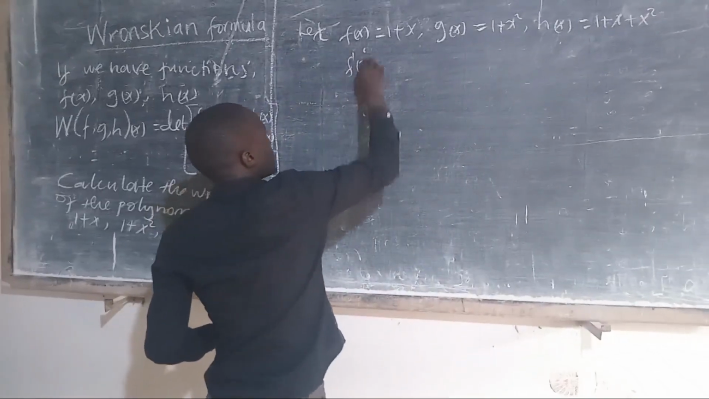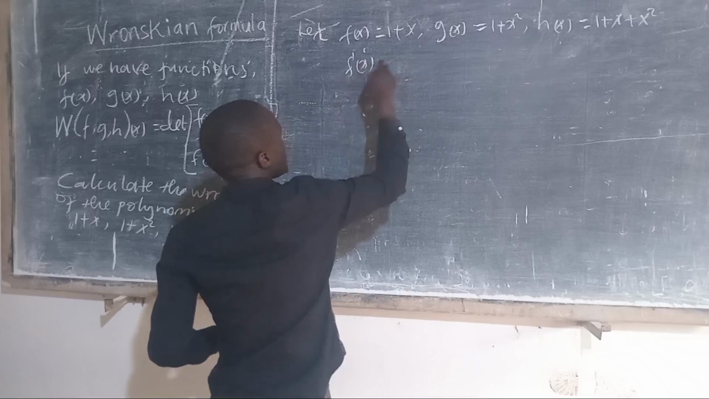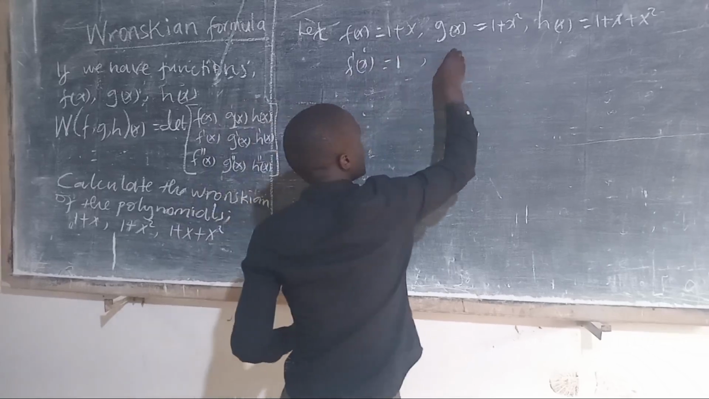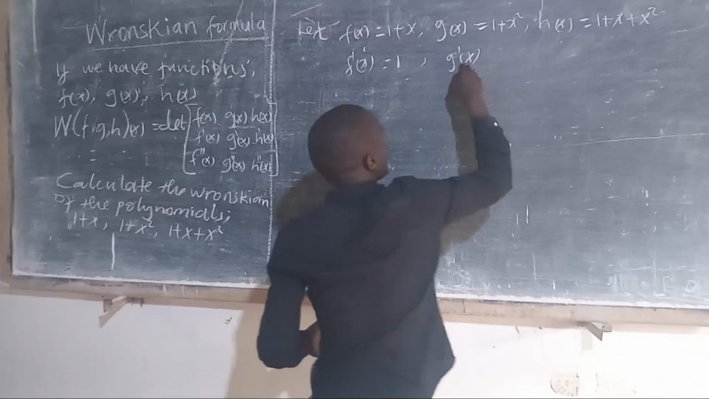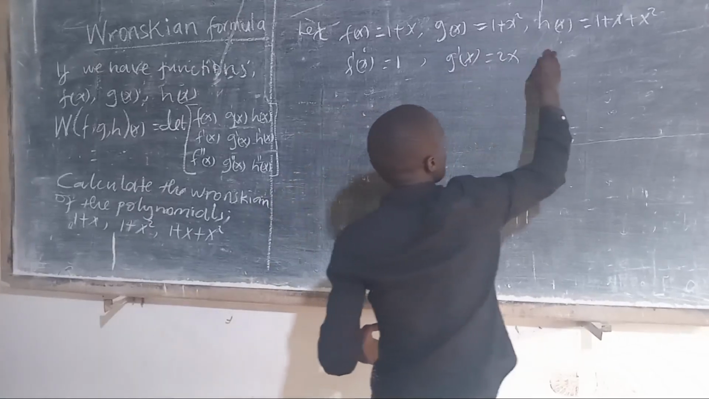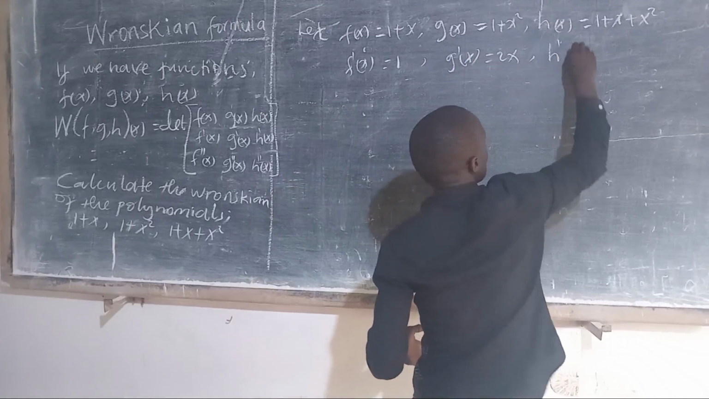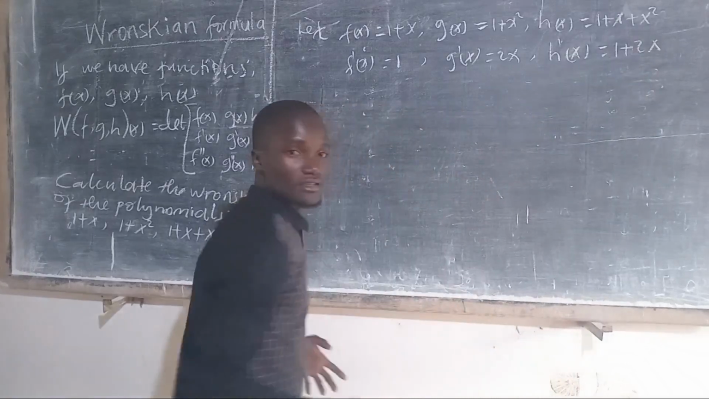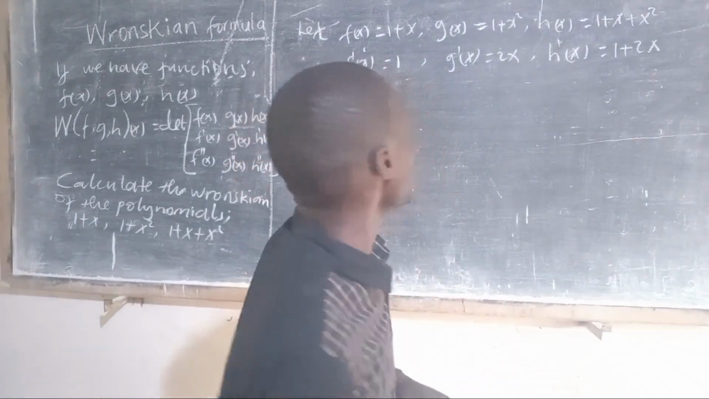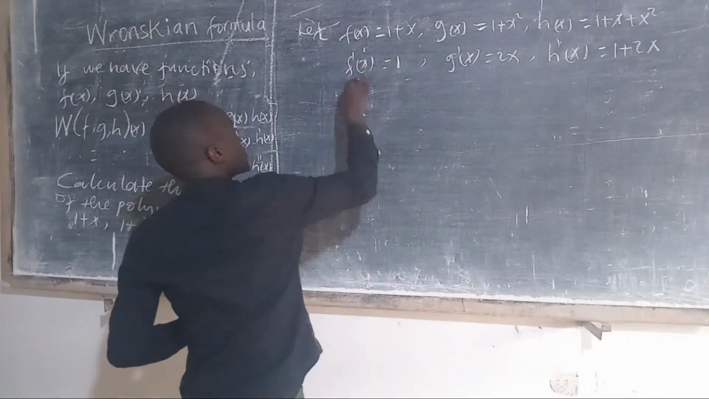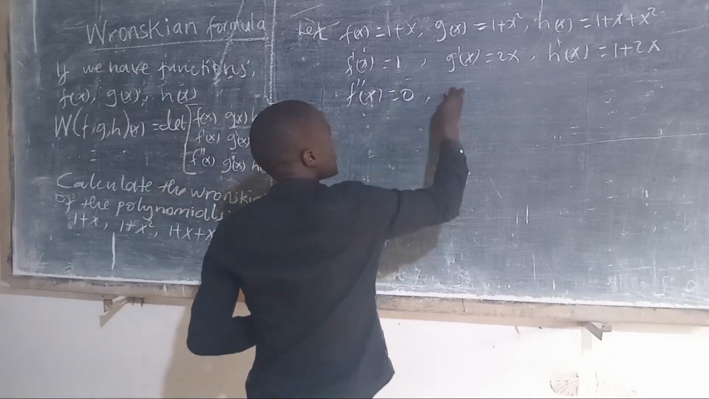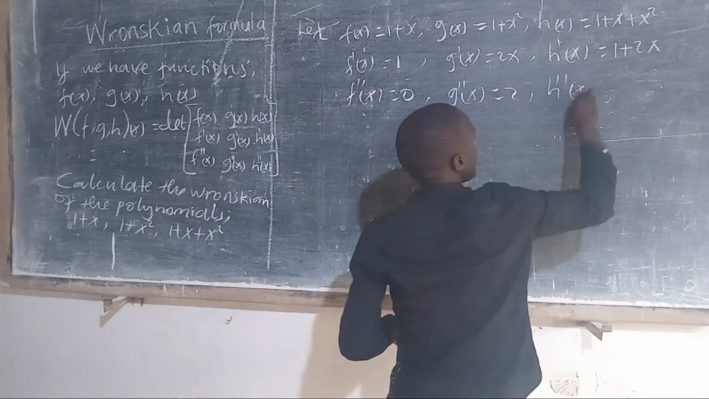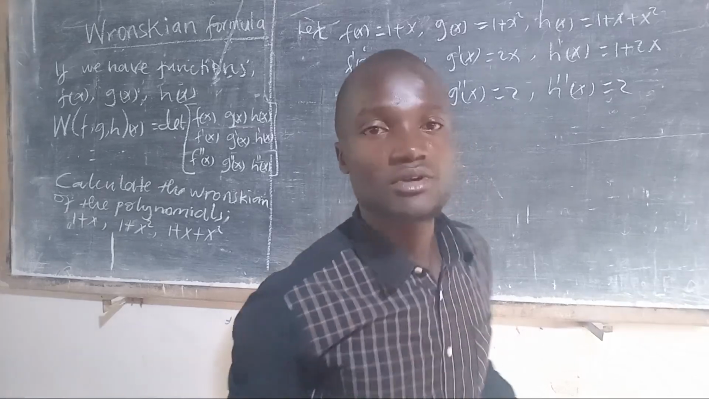Now, the first derivative of function f with respect to x is 1. The first derivative of g is 2x. Then the first derivative of h is 1 plus 2x. Yes, I think we are together. Then we can make the second derivatives: 0, 2, 2. I think that one is understandable.